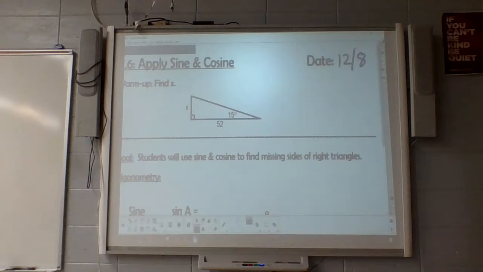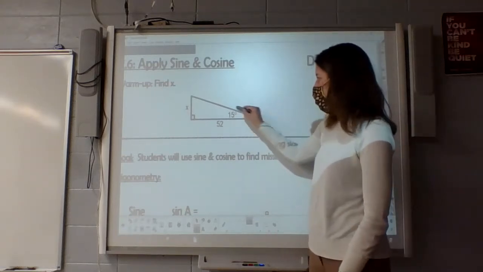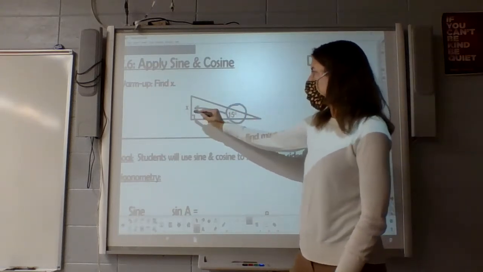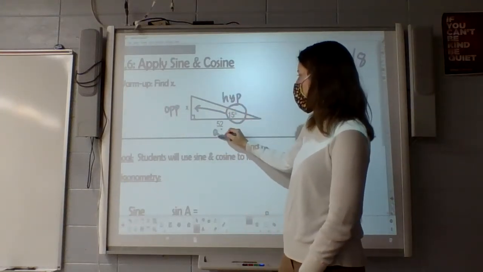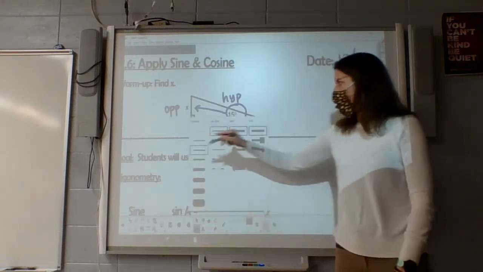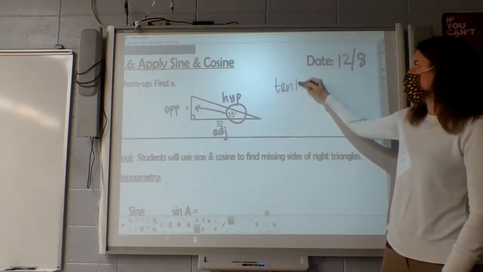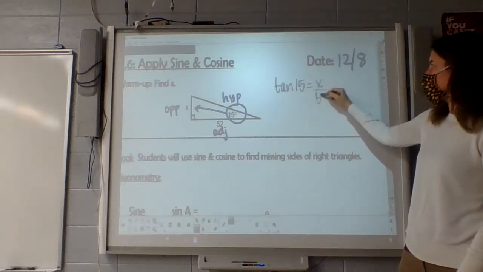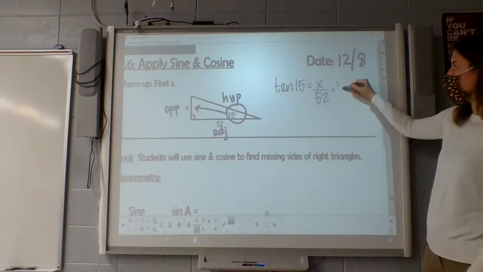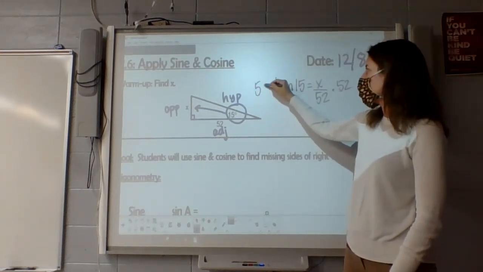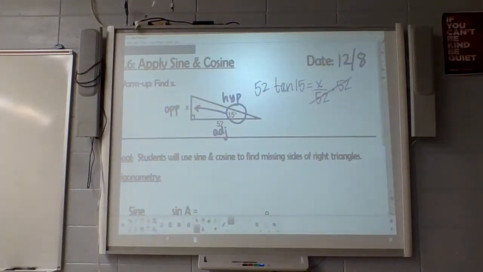All right, so in our warm-up here, we have our angle 15. Label everything based off of that. So opposite, here would be my hypotenuse, and so this is my adjacent, and tangent is opposite over adjacent. So then in order to figure out the tangent, I'm going to multiply by 52. And that'll allow me to find that other side length. And that'll be 13.9.